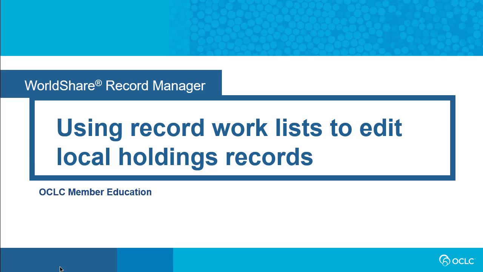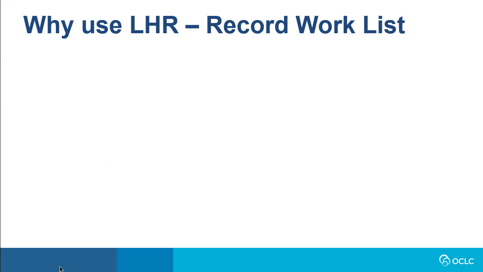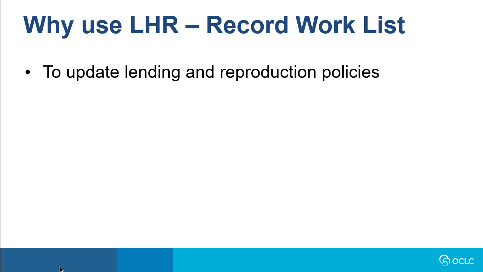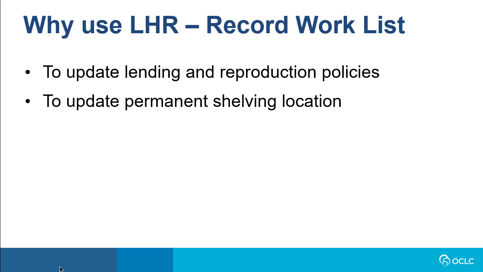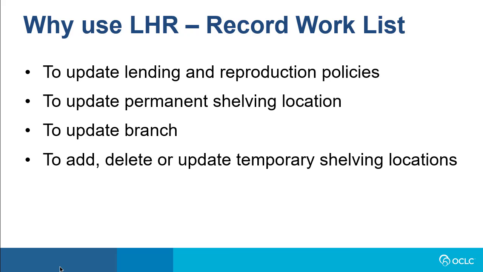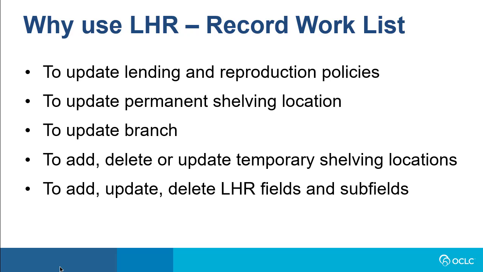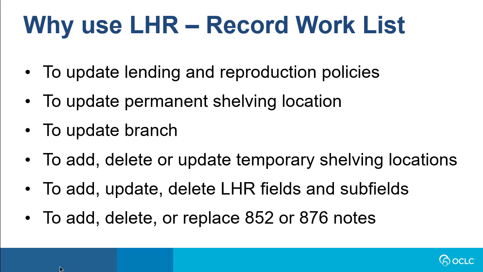Hello everyone. This video demonstrates how to use the record work lists in WorldShare Record Manager to edit large numbers of local holdings records. Some reasons that you may need to edit your library's local holdings records include to update lending and reproduction policies, to update permanent shelving locations, to update branch, to add, delete, or update temporary shelving locations, to add, update, or delete LHR fields and subfields, to add, delete, or replace 852 or 876 notes.